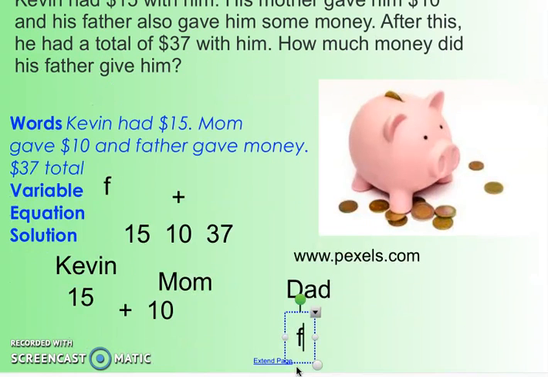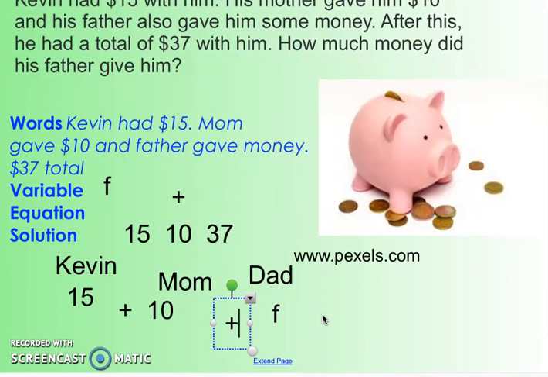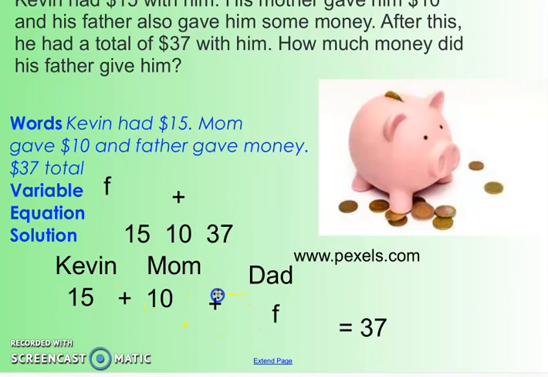Now if he gave him some money, what operation is Dad doing? Yeah, he is also adding on. So he's adding on more. And the word total, what do you think that is telling us? Equals. Yeah, we're trying to figure out what the total amount is. So that is equals. And 37 is the total. This right here is my actual problem.